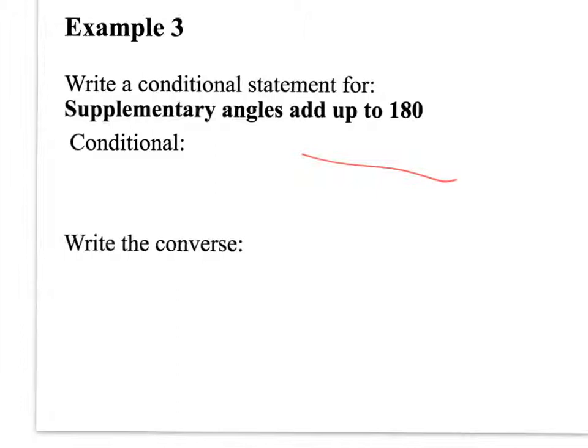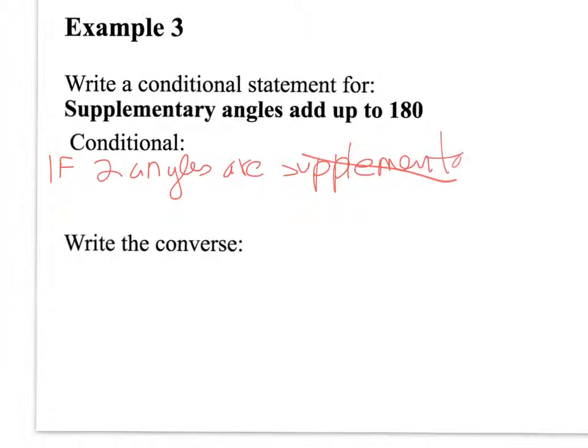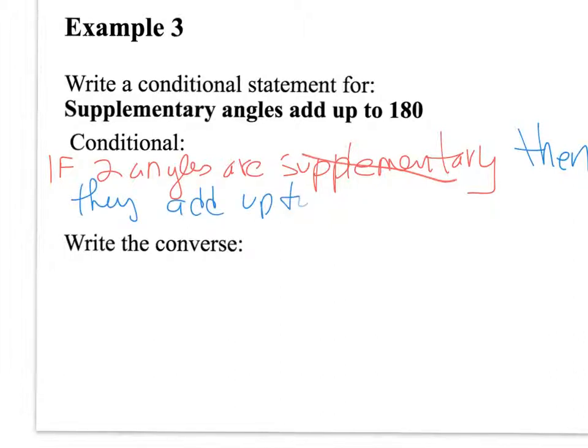Okay, write a conditional statement for supplementary angles add up to 180 degrees. So what's going to be our if part? I'm going to make it red this time. If two angles are supplementary, then they add up to 180 degrees. Okay, there's my if-then statement. My hypothesis is in red, the conclusion is in blue.